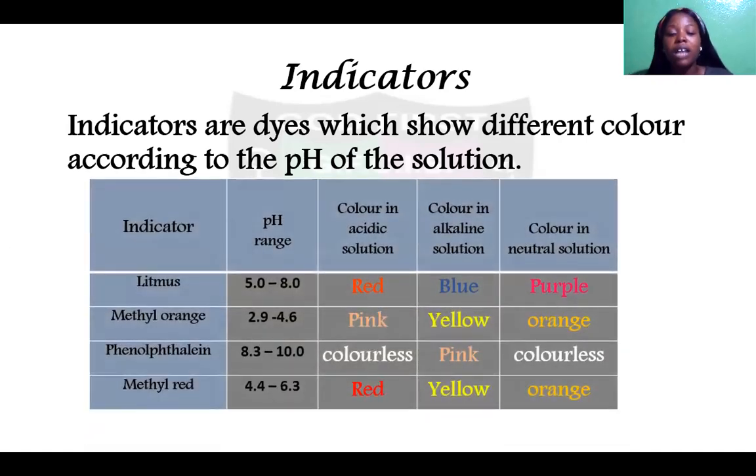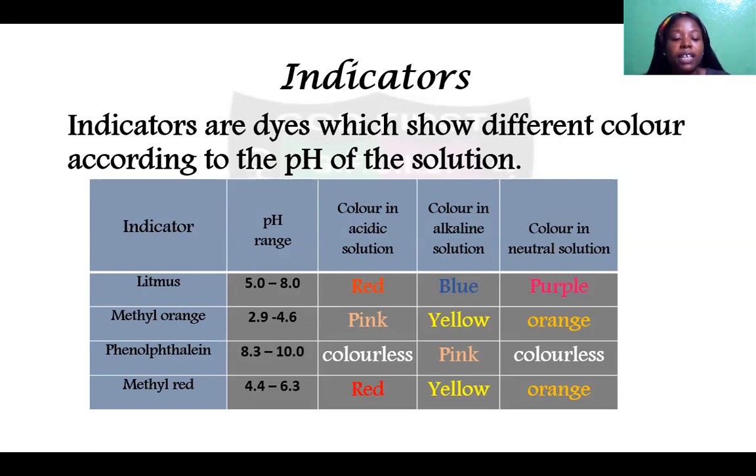Now, let's look at some other common indicators. We have litmus itself. Now, litmus paper is in paper form, but litmus is a solution. Methyl orange is also in solution. Phenolphthalein is in solution. Methyl red is a solution. So you have a different pH range for each. Litmus is between 5.0 to 8.0, which is between acid and alkaline pH. In acid, it will be red. In alkaline, it is blue. Then neutral, it will be purple. Methyl orange is 2.9 to 4.0. That's acidic pH, in acid it will give us pink. Alkaline, it will give us yellow.